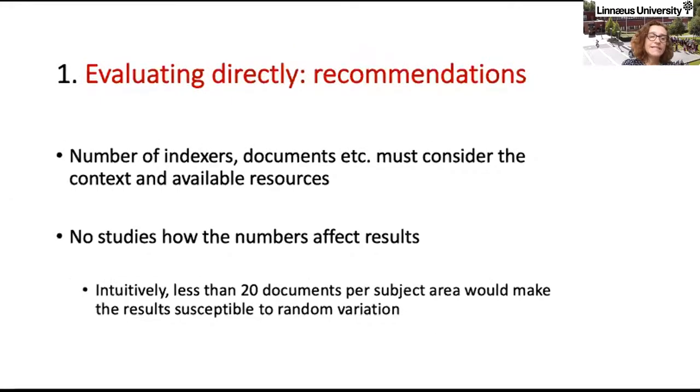Having said all that, the exact number of indexers and number of documents must be considered in the context and also take into consideration, of course, available resources. There are no studies known that I'm aware of on how these numbers affect results. But intuitively, we can claim that less than 20 documents per subject area would make the results susceptible to random variation. And why do we choose different subject areas?